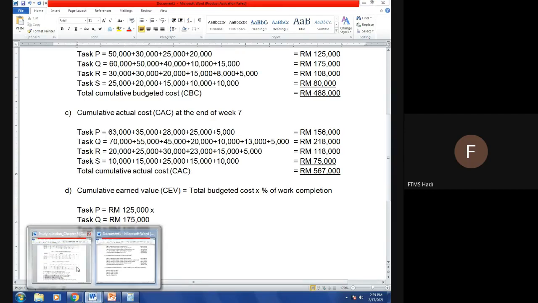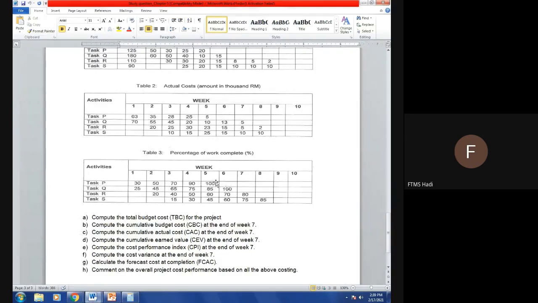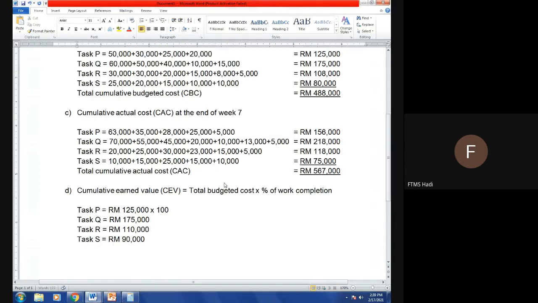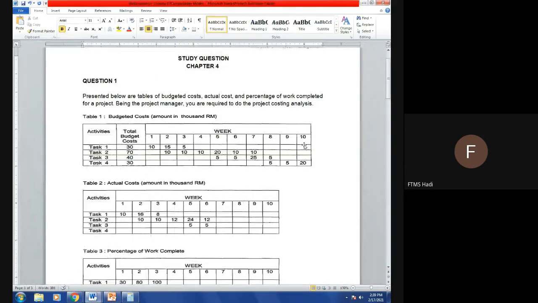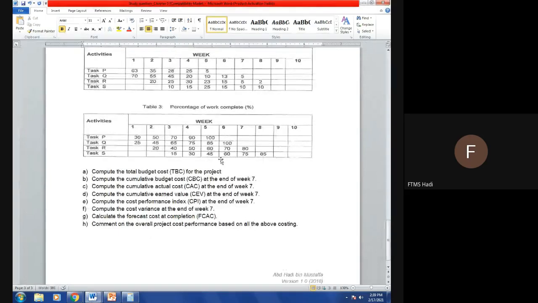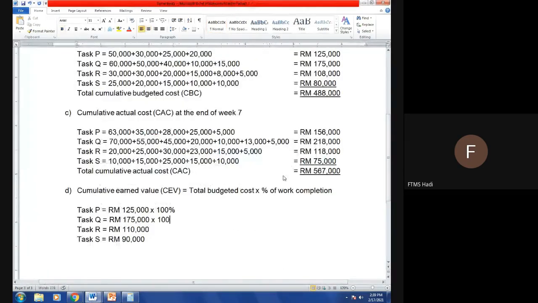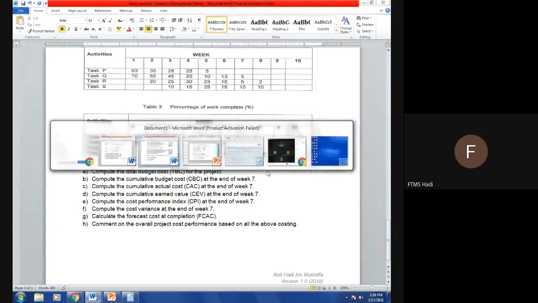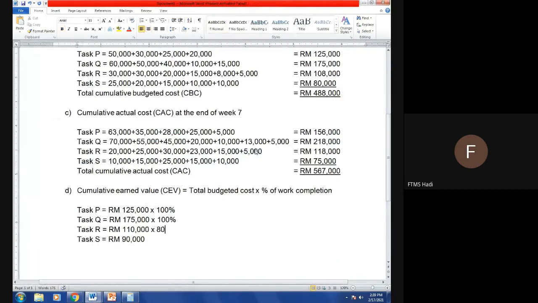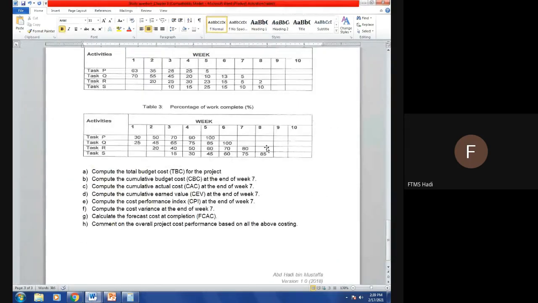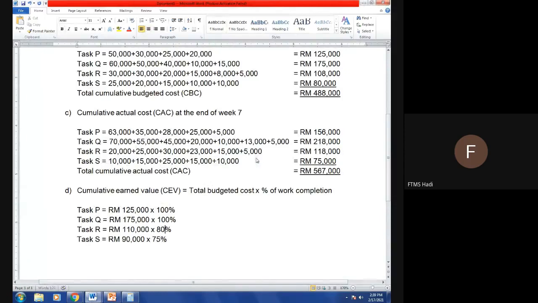So the first one is 100%. That means the work is completed. The second one is 100% also, which is 100%. The third task is 80%, that means the max. The latest one, 80%. And the last one, task S, is 75%. So, press the calculator. You will get the answer later.